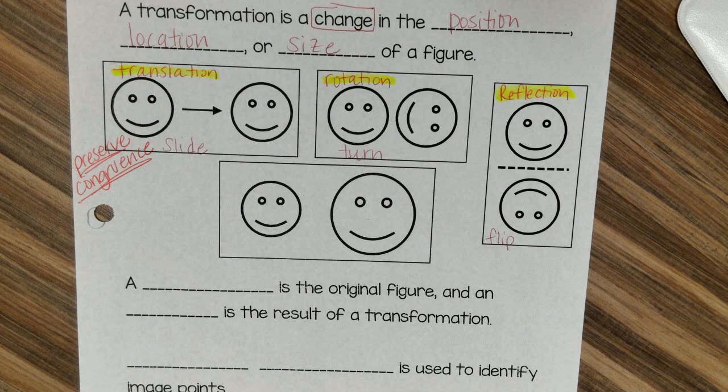So when I slide, I'm the same size, same shape, right? When I rotate, I'm the same size, same shape. When I flip, I'm the same size, same shape. So those 3 preserve congruence.